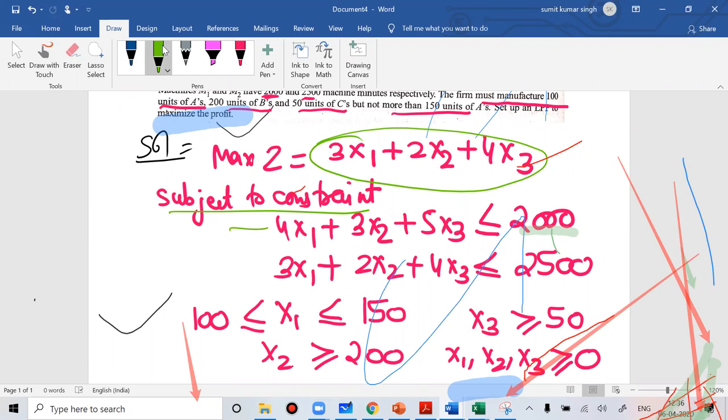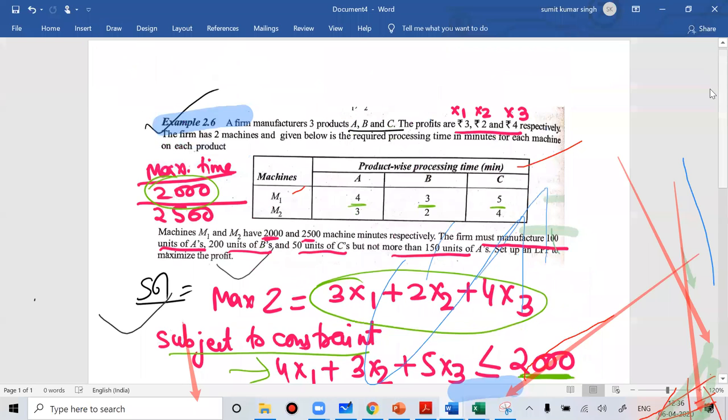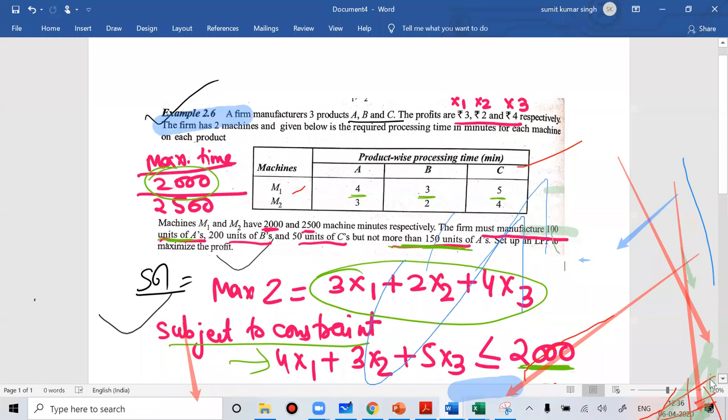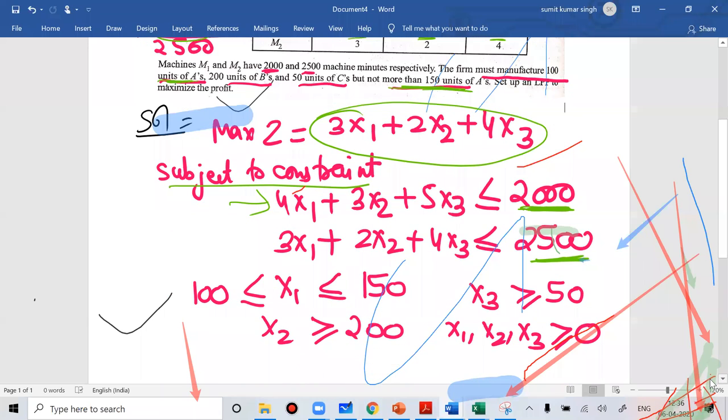The first constraint is that I cannot use machine M1 for more than 2000 minutes, and I cannot use machine M2 more than 2500 units. And when manufacturing, a minimum of 100 units of A I have to manufacture, and I should not manufacture more than 150 units of A. Then for B, I have to manufacture a minimum of 200 units, and for C, a minimum of 50 units. So that's all. Write that in the form of equations, your work is done.